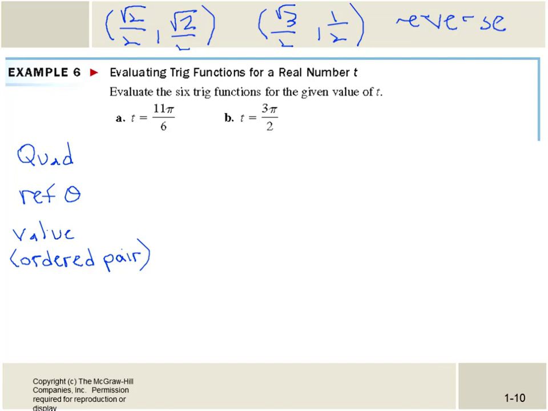Okay, 11 pi over 6. What quadrant is it in? Quadrant 4. Very good. Exactly. Does everybody know how we get quadrant 4?